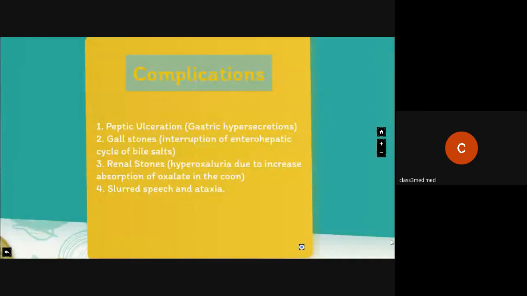If a patient has extensive resection for any reason, he is liable for certain complications like peptic ulceration. Why? Because of gastric hypersecretion. Again, he's liable for gallstones because of interruption of enterohepatic recirculation, and he is more prone to renal stones because of hyperoxaluria due to increased absorption of oxalate in the colon. Slurred speech and ataxia. Why? Because of electrolyte and vitamin deficiency.